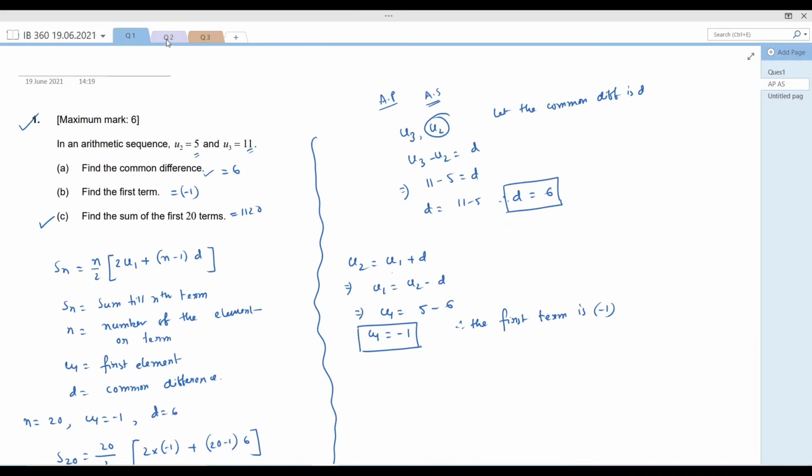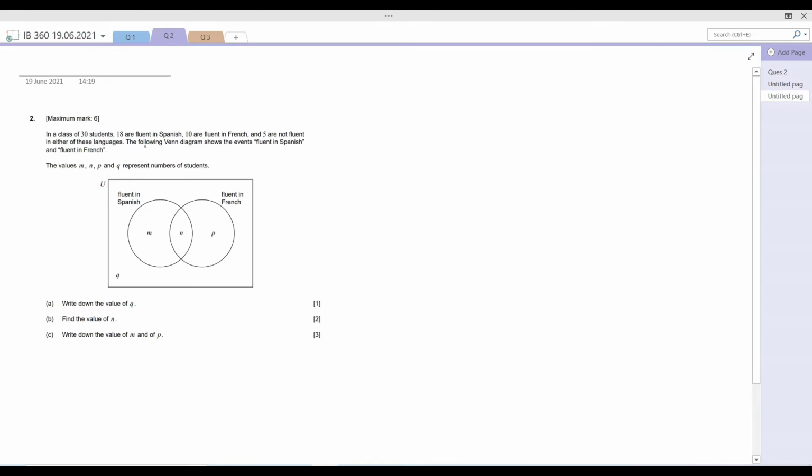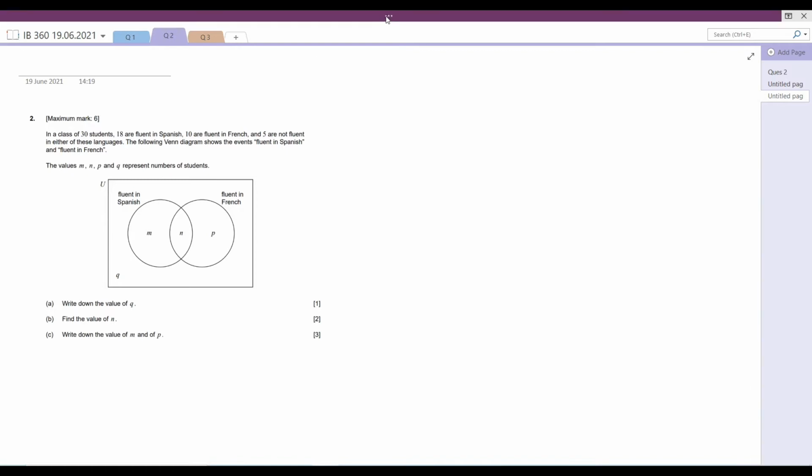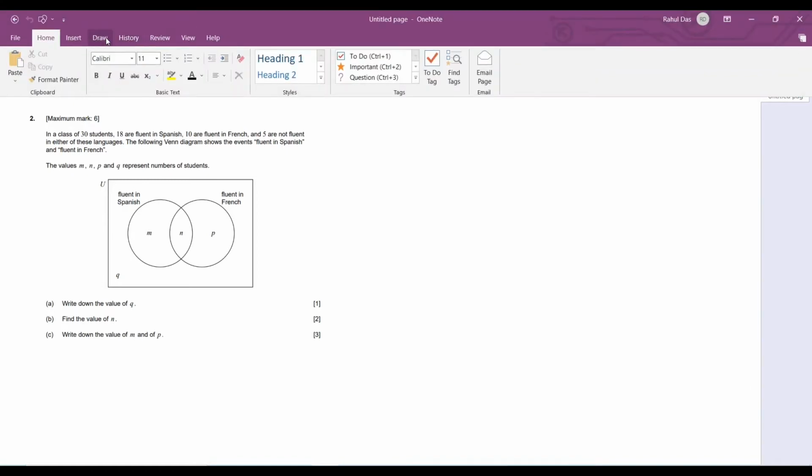The next question is from set theory. In a class of 30 students, 18 are fluent in Spanish, 10 are fluent in French, and 5 are not fluent in either of these languages. The following Venn diagram shows the events fluent in Spanish and fluent in French. Let me change my pen color so that you can understand it properly.